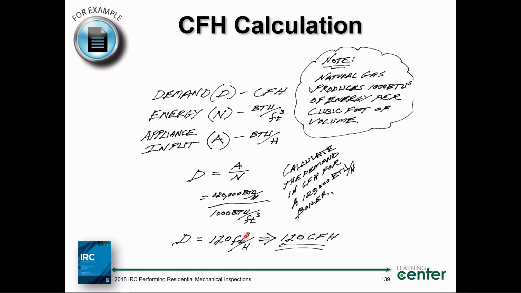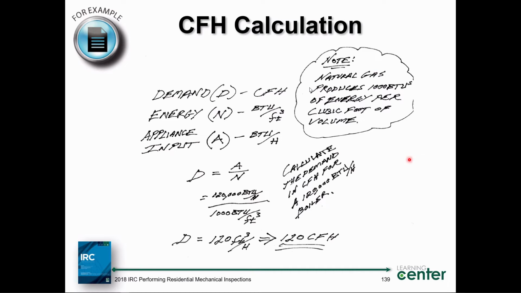This is so easy, ladies and gentlemen. What did I actually do? I just whacked off 3 zeros, didn't I? Didn't I? By taking off 3 zeros, I've converted from BTUs per hour to cubic feet per hour.